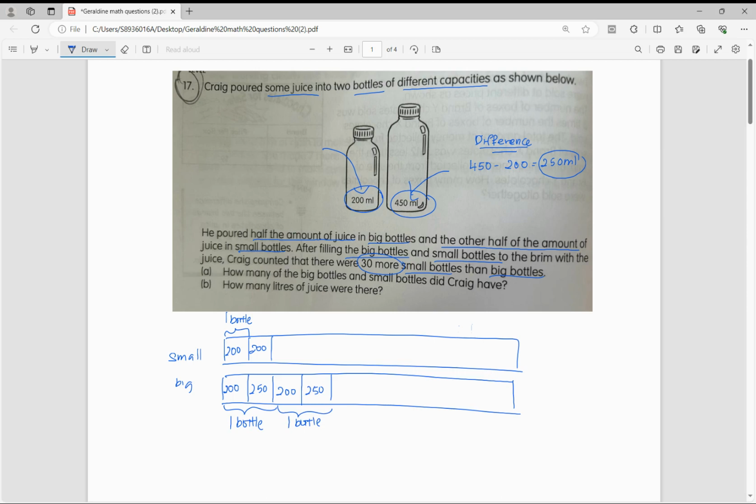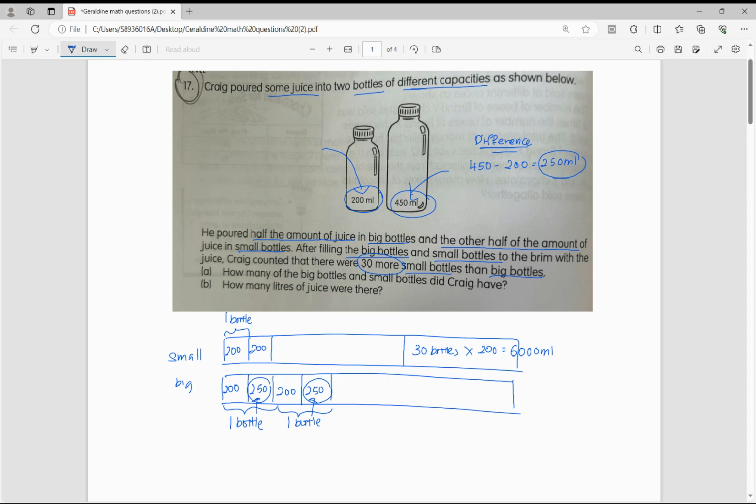Because of this extra 250, when we reach here, I'll need another 30 bottles, times each bottle is 200 here. 30 times 200 is actually 6,000 ml. So this 6,000 ml is created here because of this difference of 250 between one big and one small.